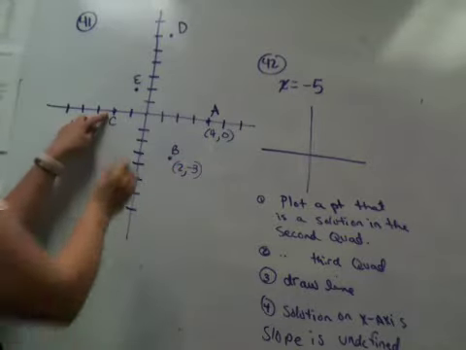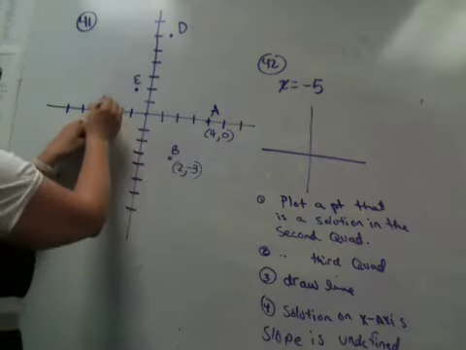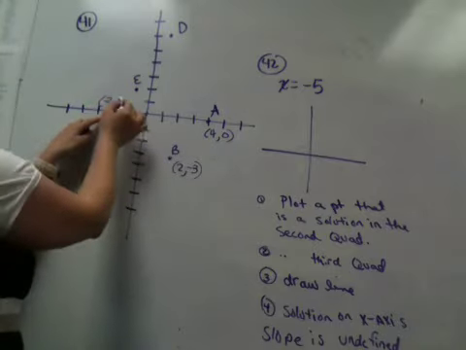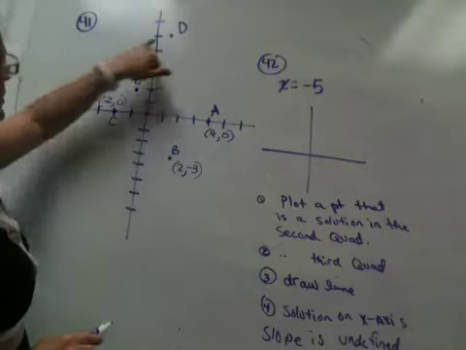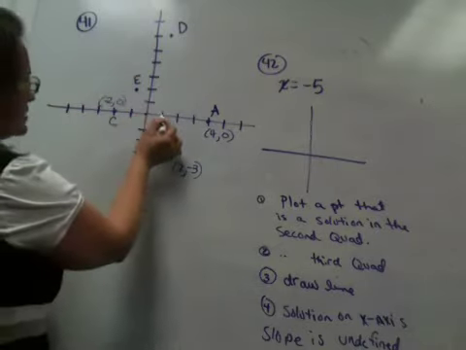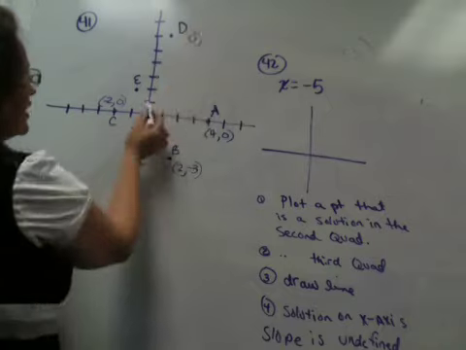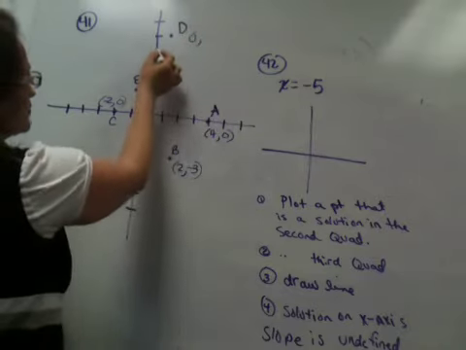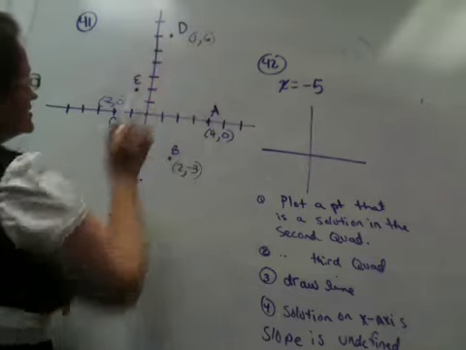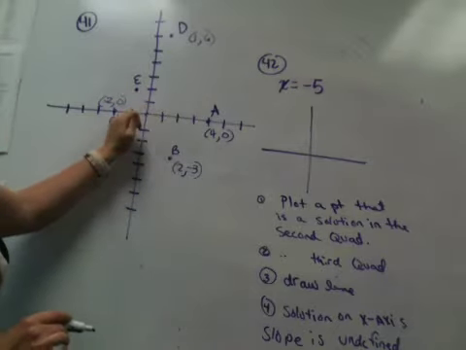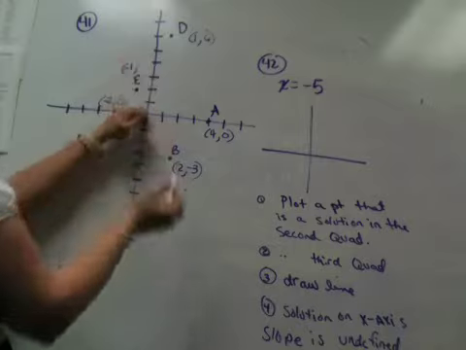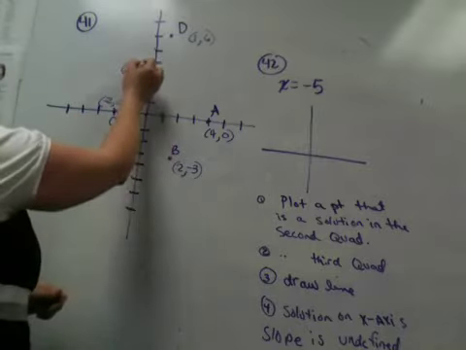Point C, the x value is back 2, and the y value is neither up nor down, so it's at 0. Point D, the x value is over 1, y value is up 1, 2, 3, 4, 5, 6, it's a positive 6. Point E, the x value is back 1, so negative 1, and then up 2, positive 2.